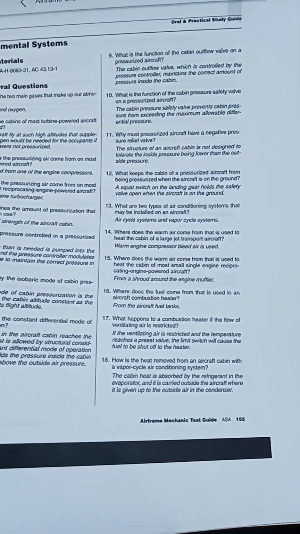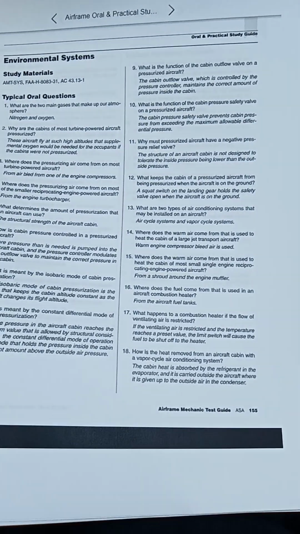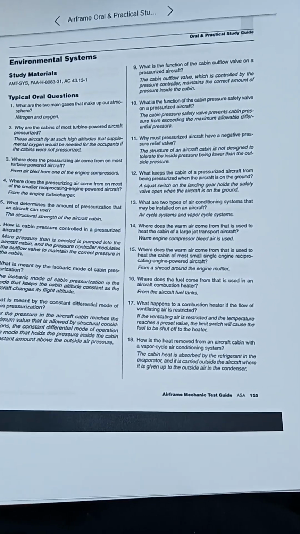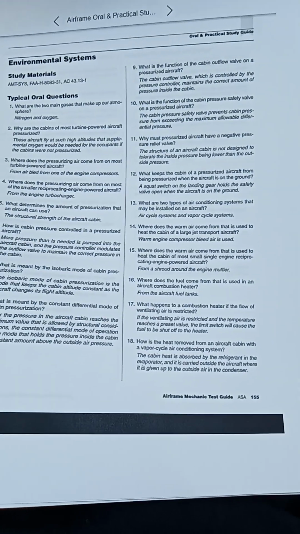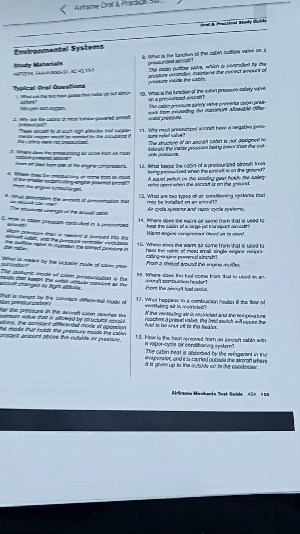Where does the fuel come from that is used in an aircraft combustion heater? From the aircraft fuel tanks. What happens to a combustion heater if the flow of ventilating air is restricted? If the ventilating air is restricted and the temperature reaches a preset value, the limit switch will cause the fuel to be shut off to the heater.